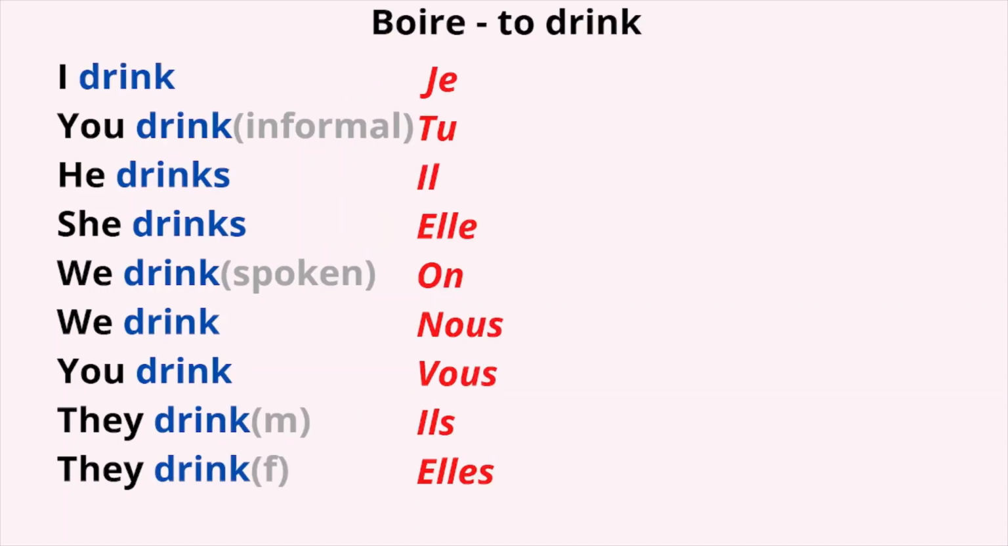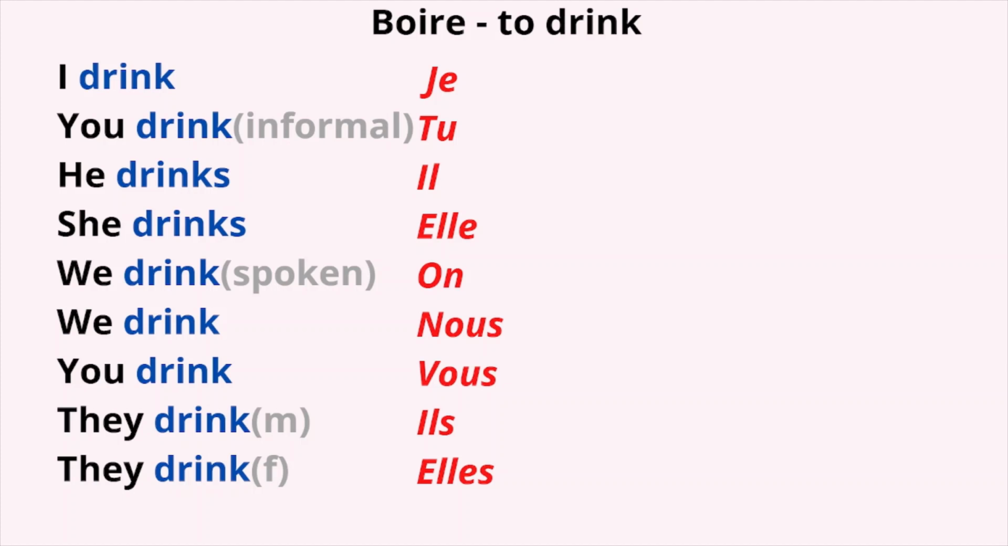Alright, so the verb that we are going to have a look at today is boire, that means to drink. So basically it signifies whenever we have to talk about I drink, you drink, he drinks, she drinks, we drink, you drink, they drink. So the verb will change according to the change in subject pronoun.